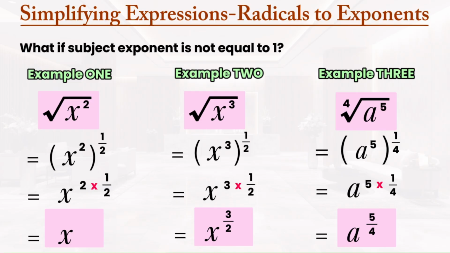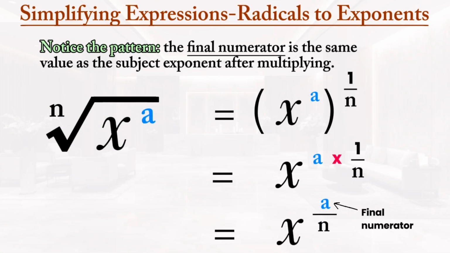See, very simple. If you notice, the final value of the numerator depends on the original exponent of the subject. The exponent of the subject ends up becoming the numerator of the fractional exponent after multiplying.